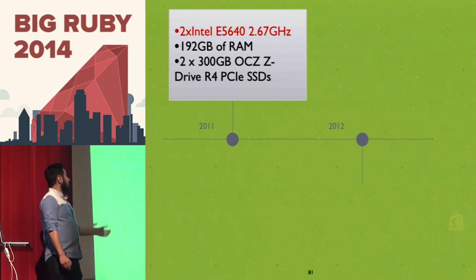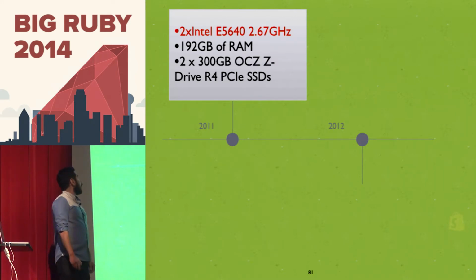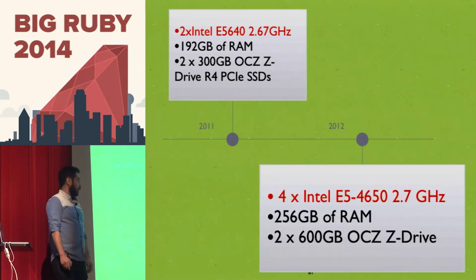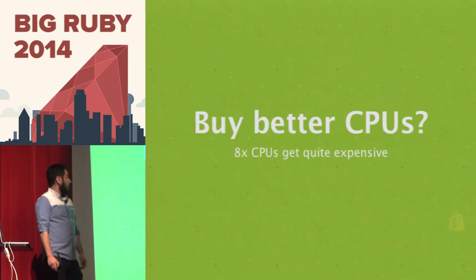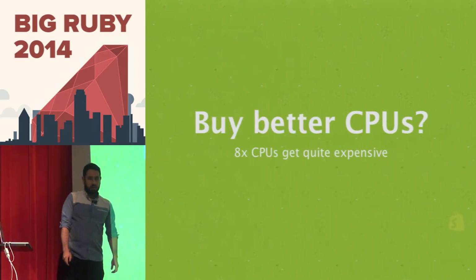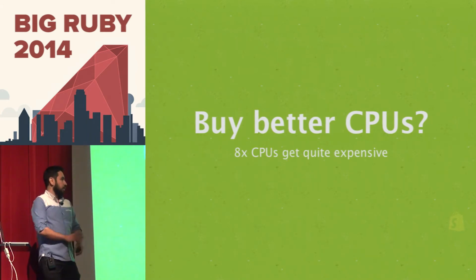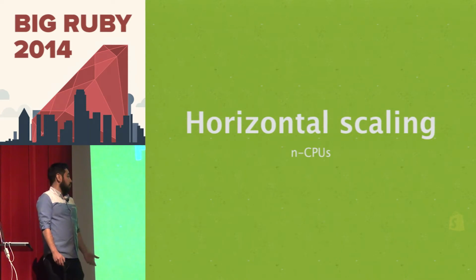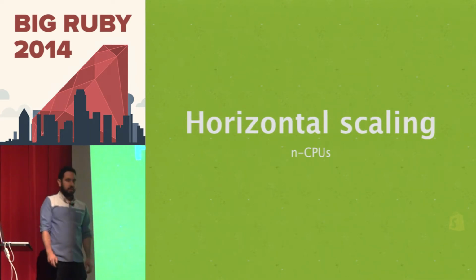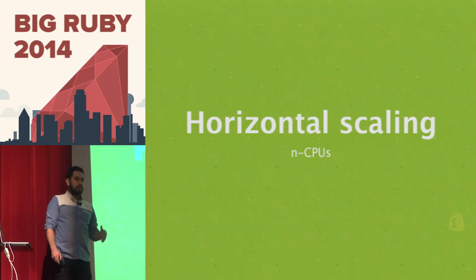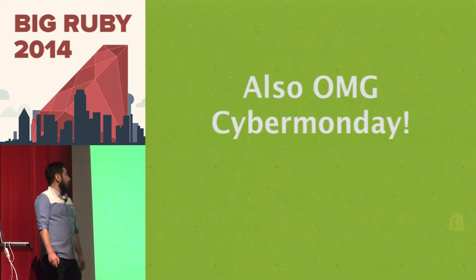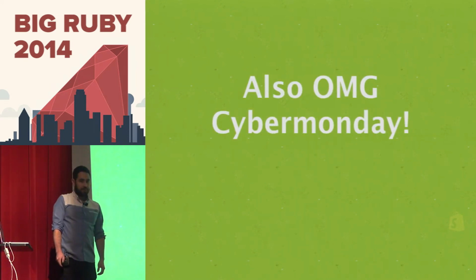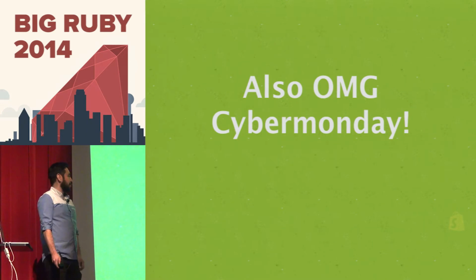So this was 2011. We have this configuration with 2 Intel chips. Now in 2012 we had 4. Do we have to buy better CPUs? When you get to 8 CPUs in one box, it becomes really expensive. At this point, we're probably better off using horizontal scaling, being that next year is probably going to be double of this year. And also, oh my God, Cyber Monday is coming. So this is a little bit emotional, but that was it.